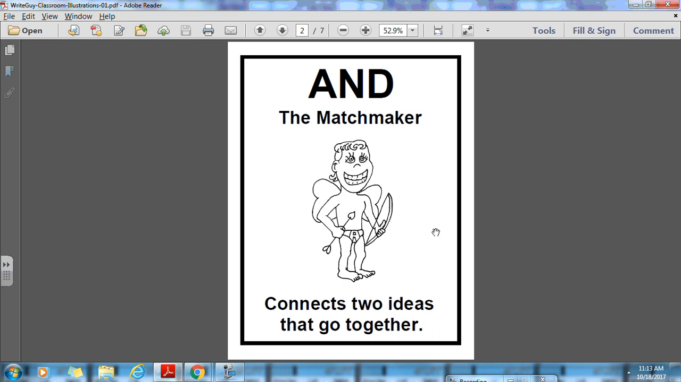And is the matchmaker. And is one of the top three that you typically use. So it connects two ideas that go together. So they're two same ideas. I love shopping and eating out.